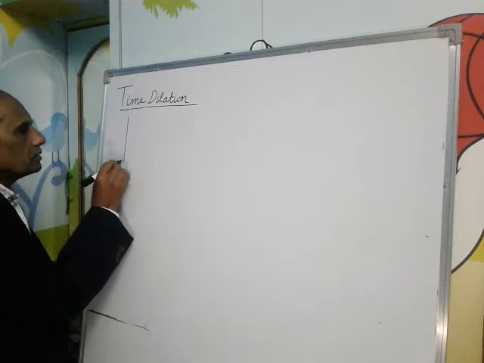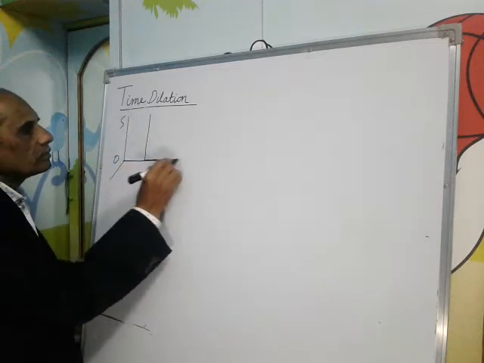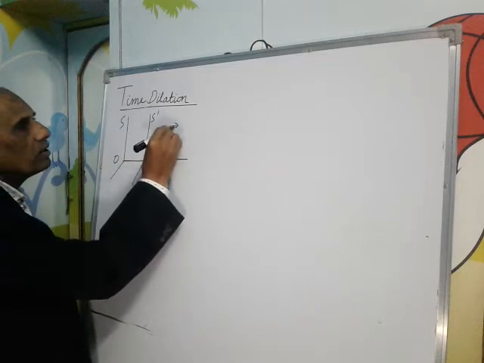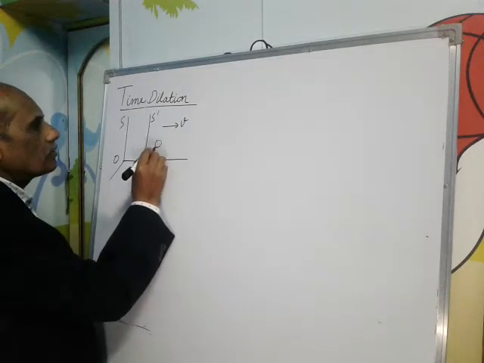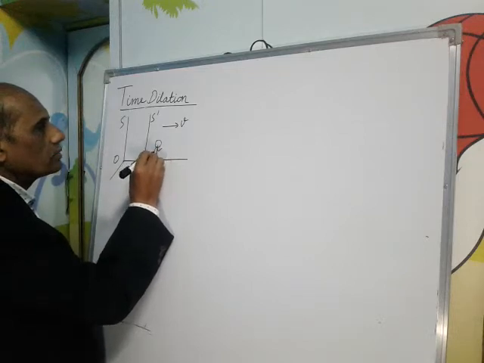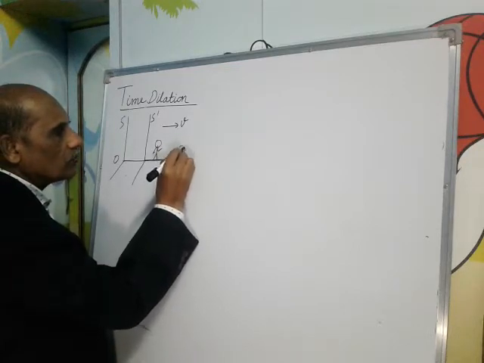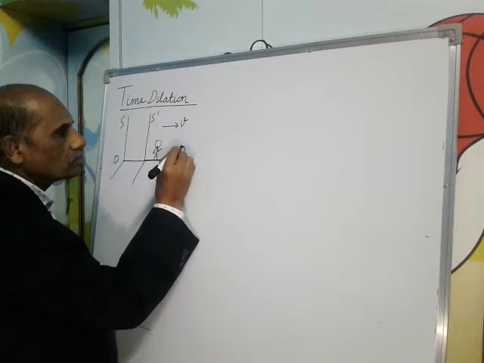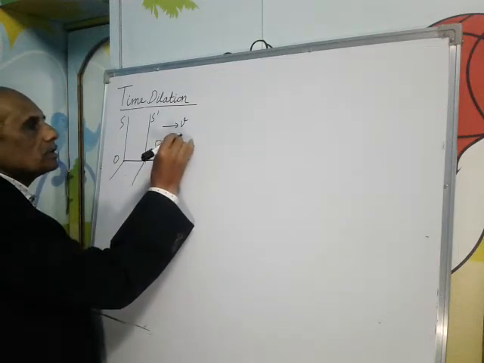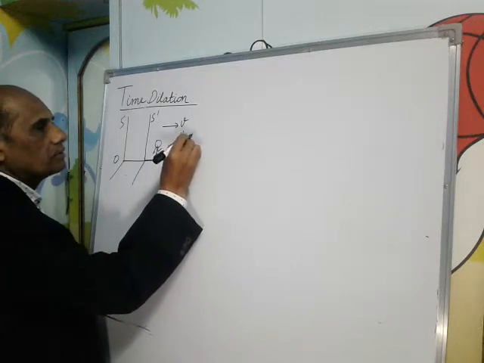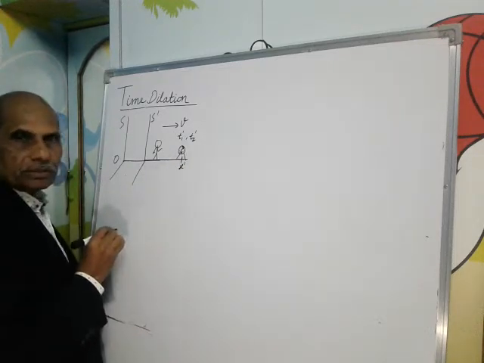Suppose there is a reference frame S which is stationary and another reference frame, say S dash, which is moving in the x direction with a constant velocity v. An observer in this reference frame measures the time of two events taking place at a point by using his watch. He measures the time as t1 dash and t2 dash at a given place, say x dash.